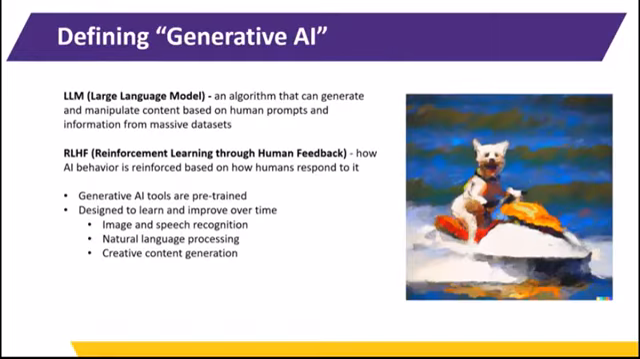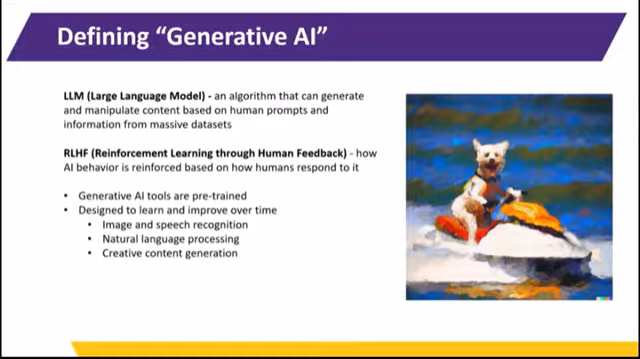So compared to other forms of AI, like discriminative AI, which focuses on recognizing things and has been studied for decades, generative AI can create its own original content based on minimal directions that are provided by a human. It's trained with a large database of content known as a large language model, or an LLM. An LLM is an algorithm that can generate and manipulate content based on human prompts and information from massive data sets. In simple words, the LLM can identify patterns in works from its database, and it can produce brand new content through reinforcement learning through human feedback, which stands for RLHF. That's how the AI behavior is reinforced based on how humans respond to it, such as upvoting or downvoting a response from ChatGPT, a popular generative AI tool.